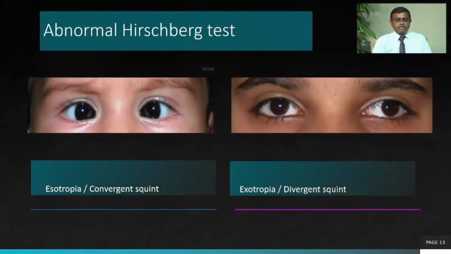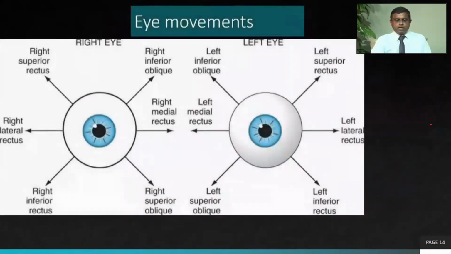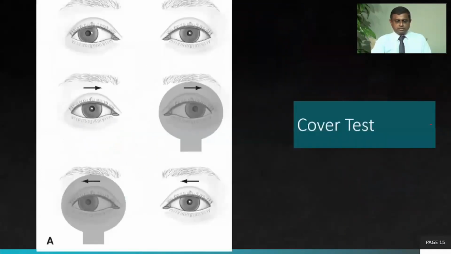The abnormal Hirschberg tests are like this. This is a convergent squint. The light reflex falls in a different part other than the center of the cornea. So this child has an exotropia, or a divergent squint, where the light reflex falls away from the center of the cornea, medial to the center of the cornea. So eye movements we all know. We all learned this during our undergraduate days, checking the eye movements for each muscle.